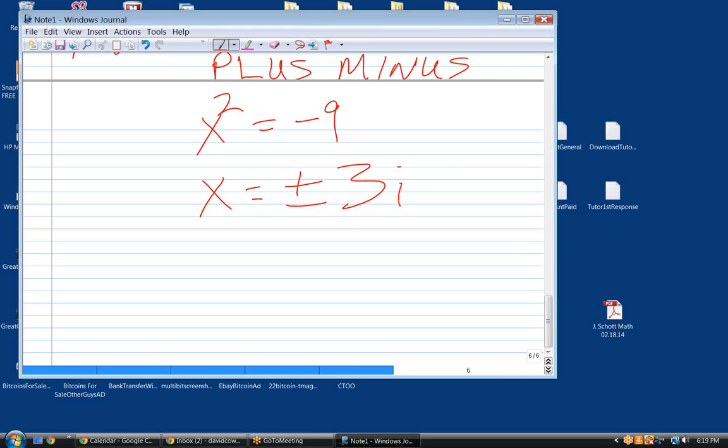Okay. So I'm just going to probably do that for, I mean, it's pretty much all of them, isn't it? Every single time you have to solve an equation by taking the square root of both sides, you have plus or minus, always.